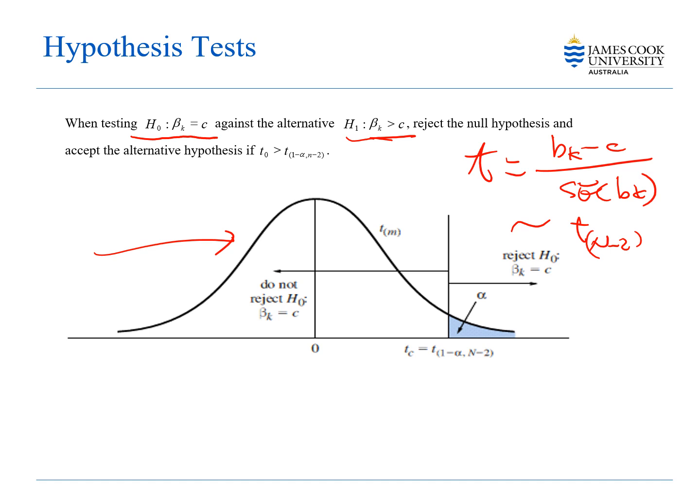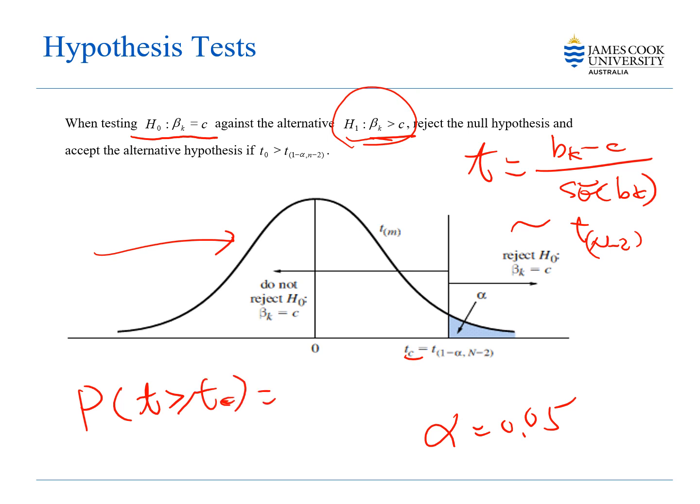So the alternative hypothesis is beta k bigger than C. So we choose an alpha. Alpha, for example, is 0.05. We find the probability that we find a tC, so that the probability of T bigger than or equal to tC is equal to alpha.